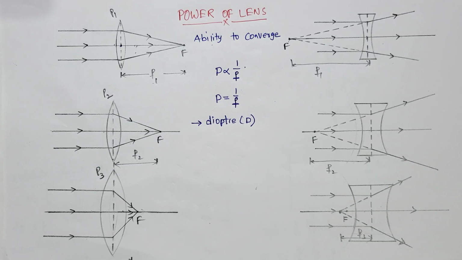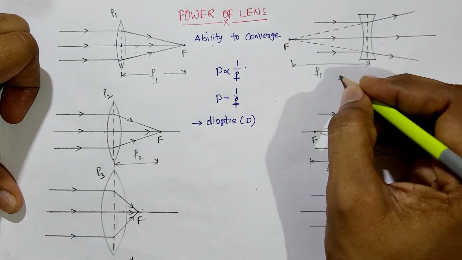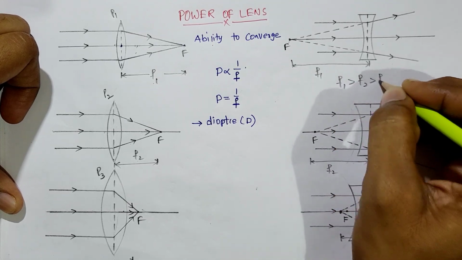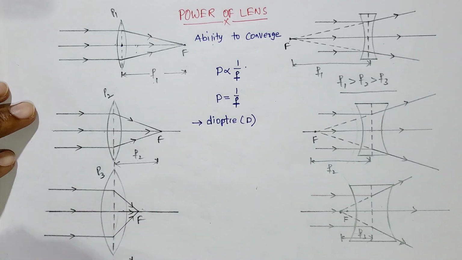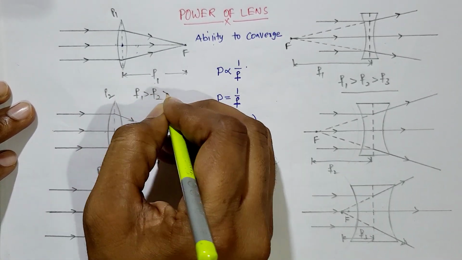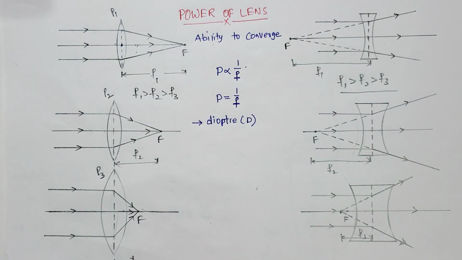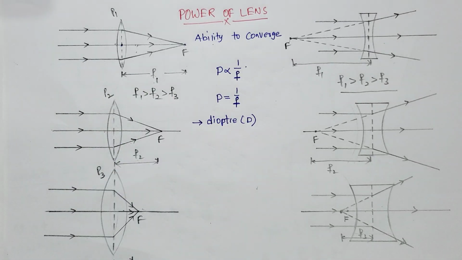Correct? Now if we look at the relations of f1, f2, f3, f1 is greater than f2 is greater than f3. And here also, what is the relation? f1 is greater than f2 is greater than f3. Correct? f3 is the focal length of this lens, f2 of this lens, f1 of this lens. Right? And what about the power now?